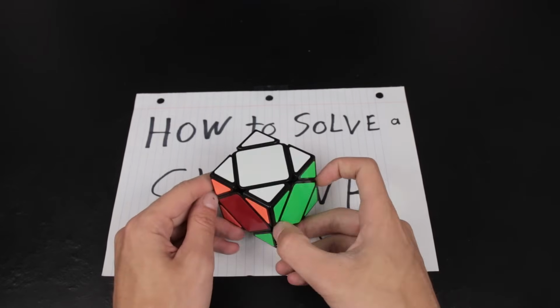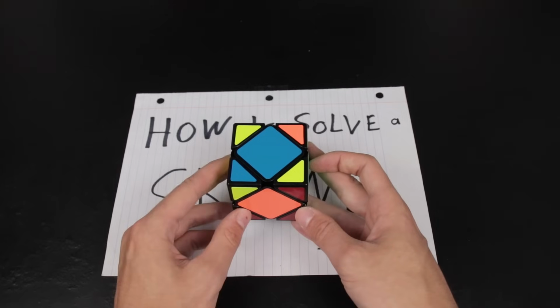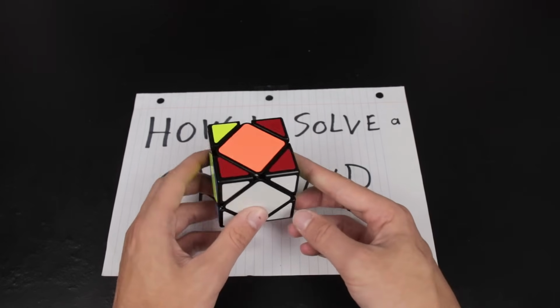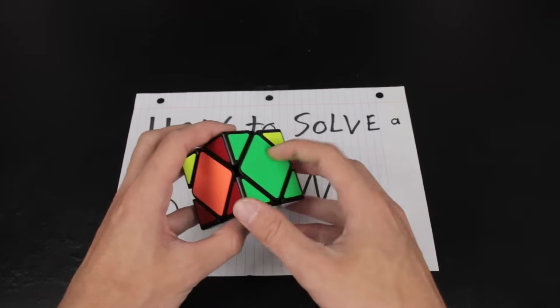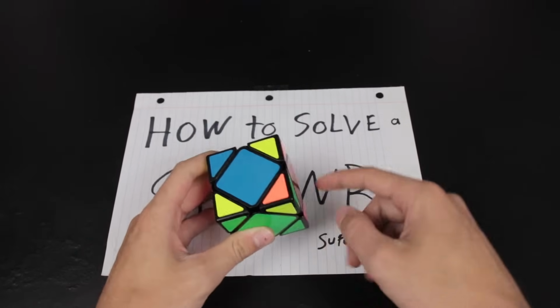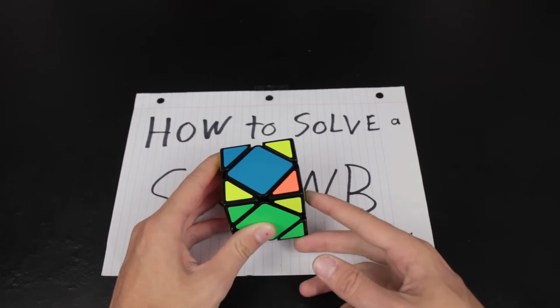So that's the first step of the Skewb done. Now we can rotate the white side on the bottom, and what we're gonna do next is solve all of the center pieces. So with white on bottom, we're gonna look at what color is on top. In this case, it's blue.